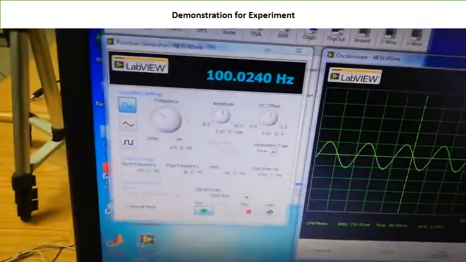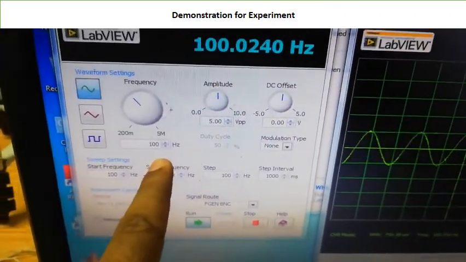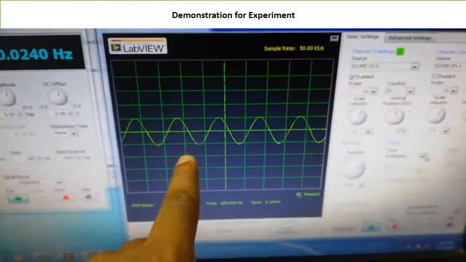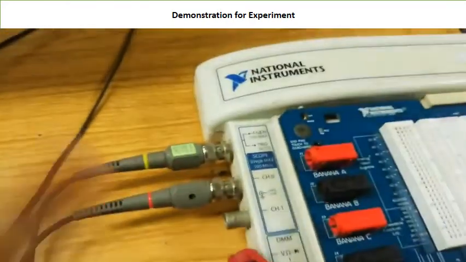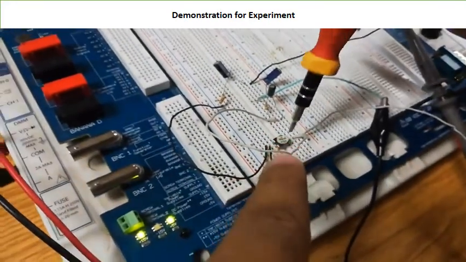Now we will measure the output on the oscilloscope. This is our function generator. We have supplied 100 Hz and 5 volts peak to peak. You can see the waveform on the output.